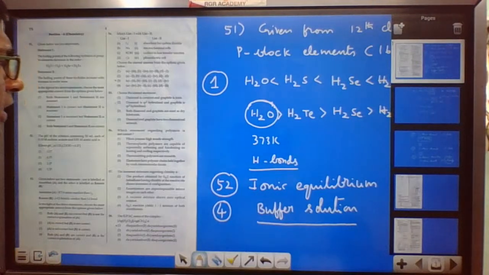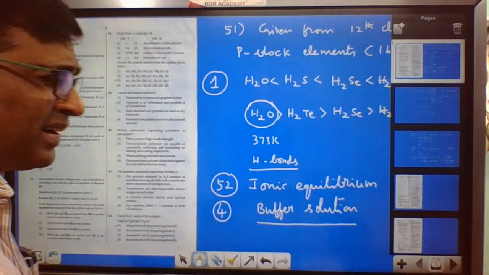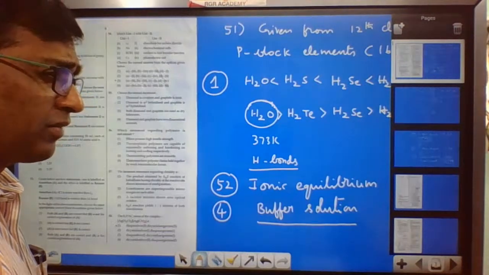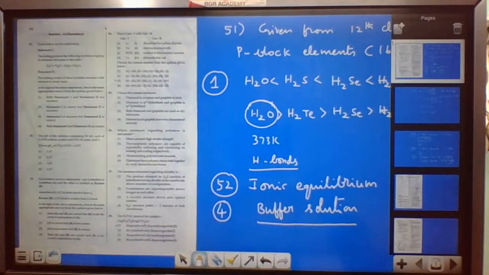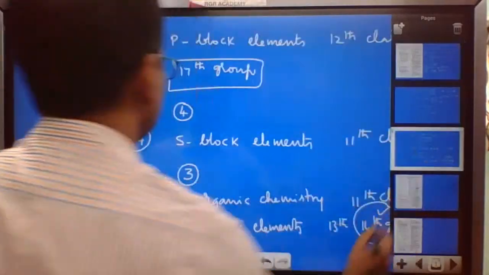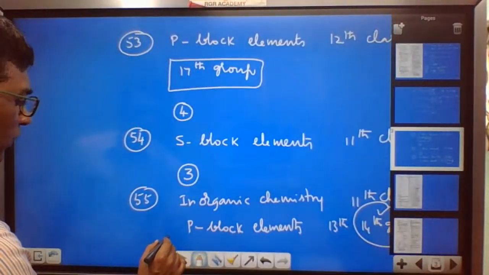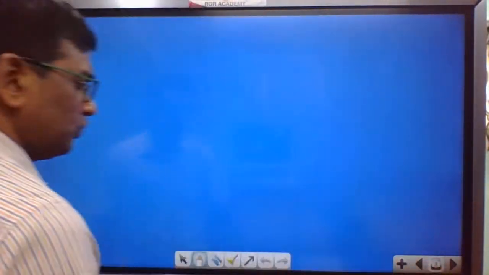Both diamond and graphite are used as a dry lubricant. That is wrong. Only graphite is used as a dry lubricant, not diamond. Diamond and graphite have a two-dimensional network. Wrong. Diamond has a three-dimensional network, whereas graphite has a two-dimensional network. So the answer for 55 is 2. The right option is 2.